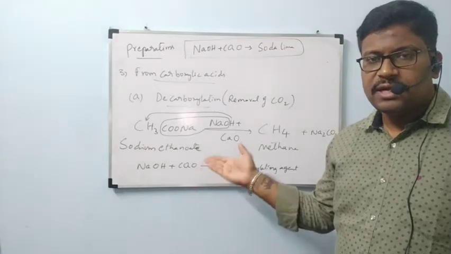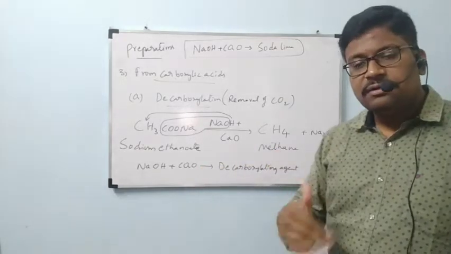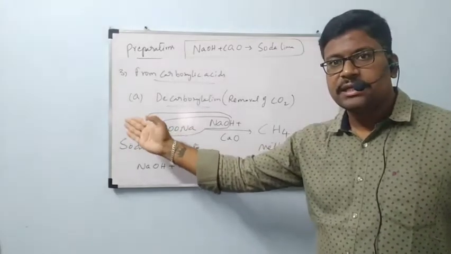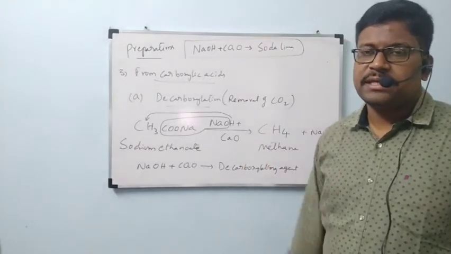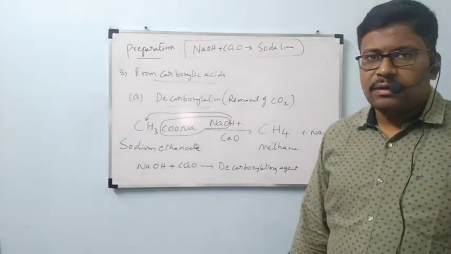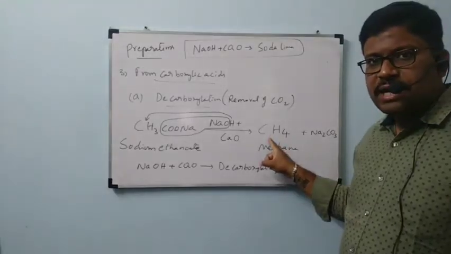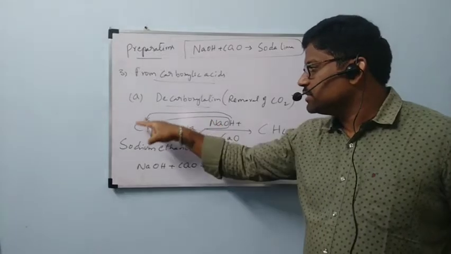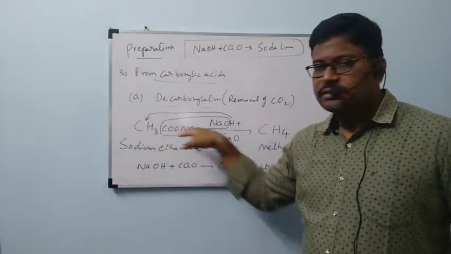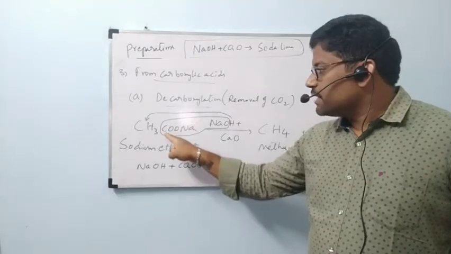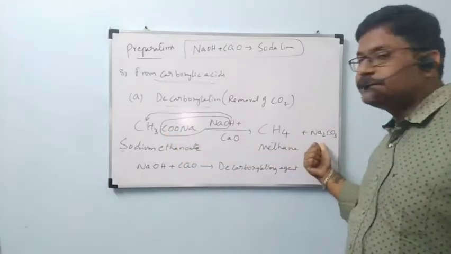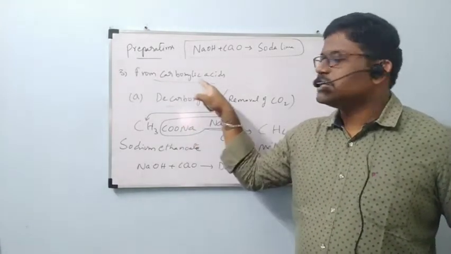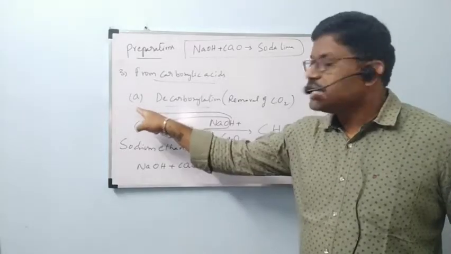Generally, we gave the example of the preparation of methane. Like that, we can take any other example and prepare ethane or propane also. As the number of carbon atoms in the reactant increases, the number of carbon atoms in the alkane also increases. Here the alkane contains one carbon atom, but the substrate which reacts contains two carbon atoms. One carbon atom is removed in the form of carbon dioxide. This is how alkanes are prepared from carboxylic acids. This is one reaction.